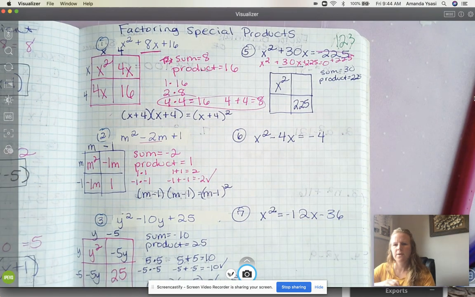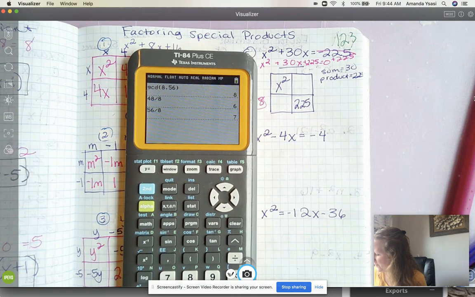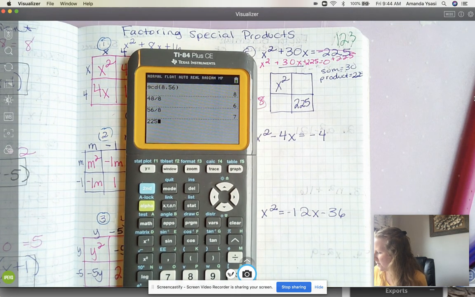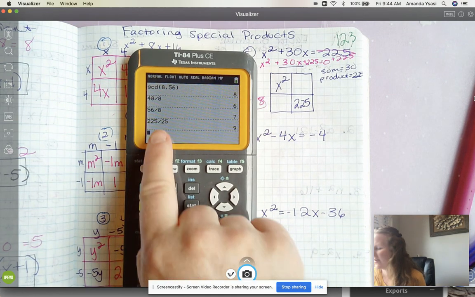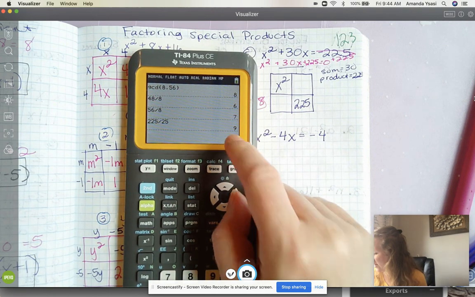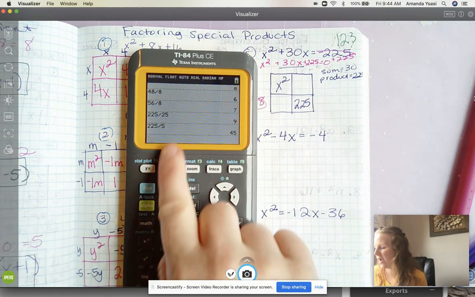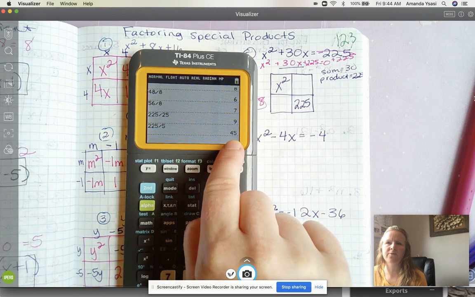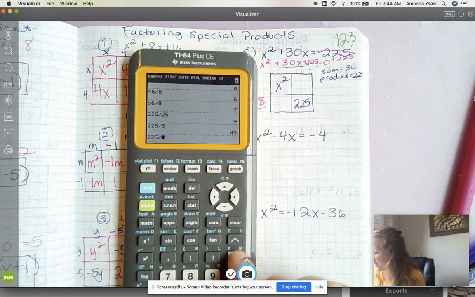Okay, so let's see, 225. Well, we know it's 25, right? 25, and we want to see if I add those. 25 plus 9 is 34, so that doesn't work. 225 divided by 5 is 45. If I add 5 and 45, that's 50, so that's not right.